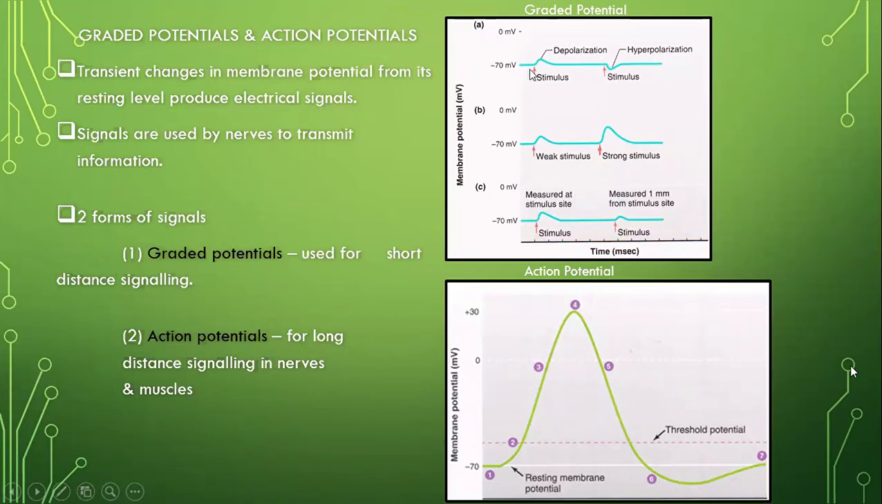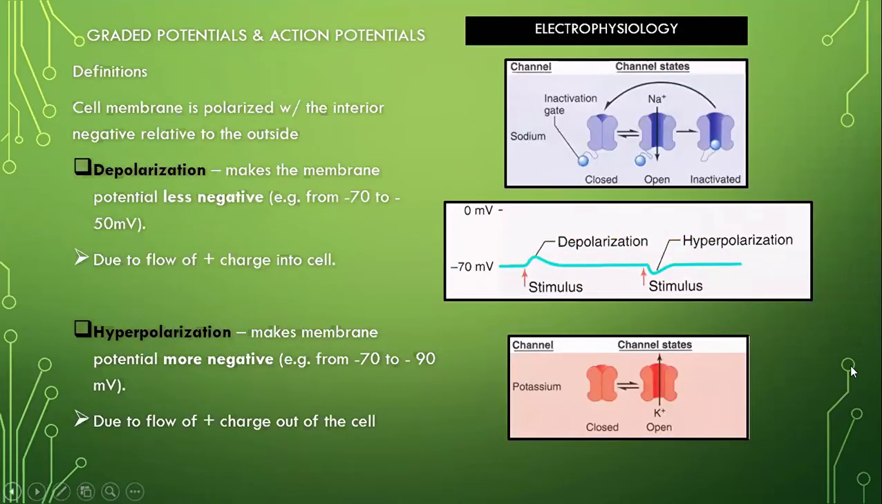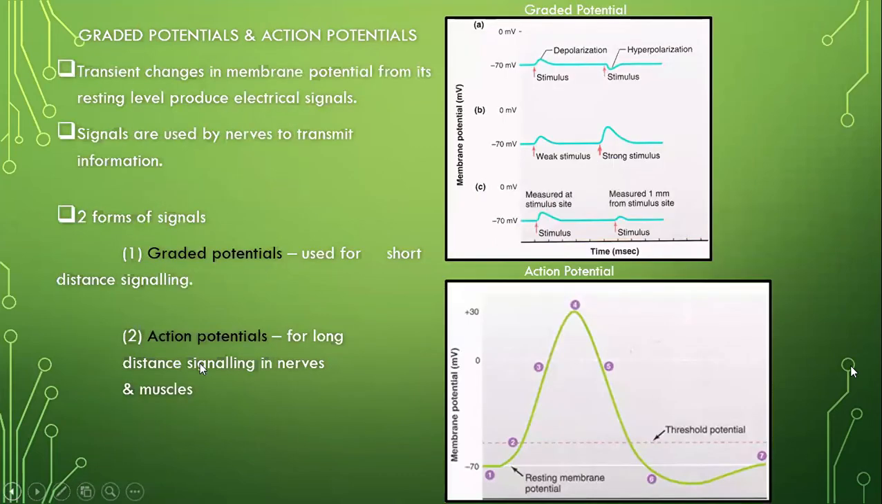There is depolarization and hyperpolarization. These signals are used by nerves to transmit information. So you have two forms of signals, the graded potentials and the action potentials. Graded potentials are used for short distance signaling only, while action potentials are for long distance signaling in nerves and muscles. This is the one that will reach the neuromuscular junction, will reach the muscles and penetrate deep.